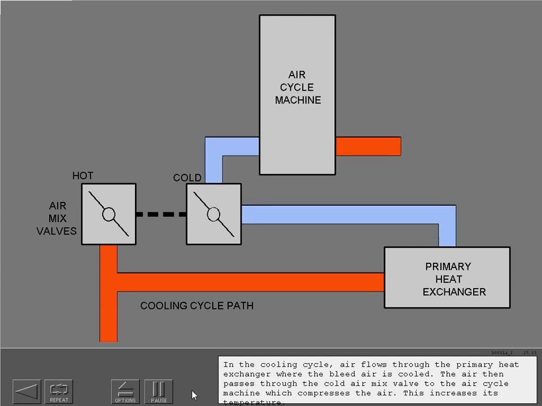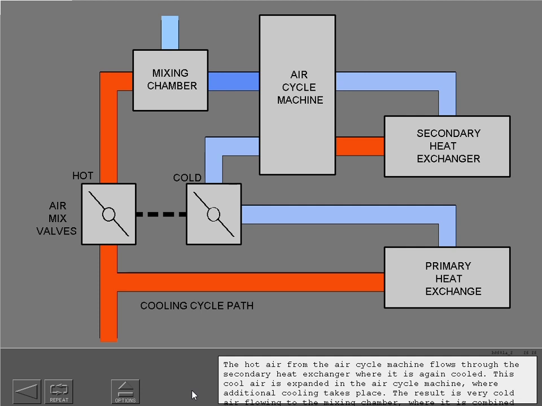In the cooling cycle, air flows through the primary heat exchanger, where the bleed air is cooled. The air then passes through the cold air mix valve to the air cycle machine, which compresses the air. This increases its temperature. The hot air from the air cycle machine flows through the secondary heat exchanger, where it is again cooled. This cool air is expanded in the air cycle machine, where additional cooling takes place.